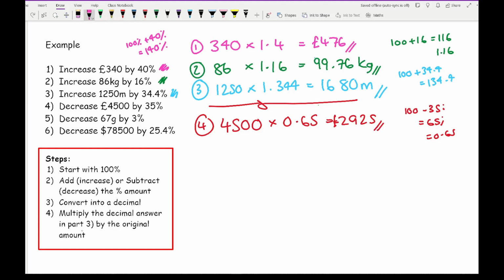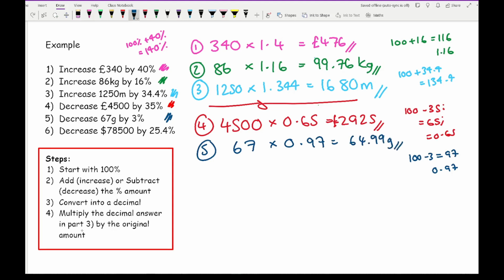Then moving on to question 5, so let's pick a different colour. And so number 5, we've got 67 grams decreased by 3%, so it's 100 minus 3, which is 97, which as a decimal is 0.97. So that's going to be 67 times 0.97, and that gives me 64.99 grams.